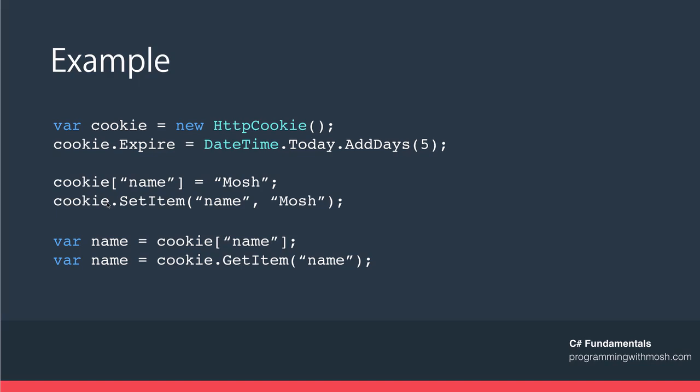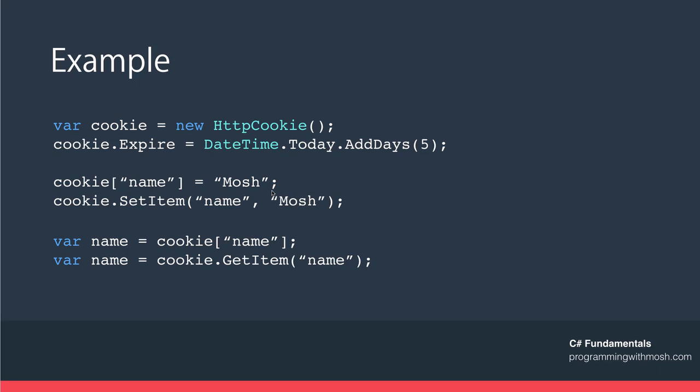Now the code that consumes our HTTP cookie class might look something like this. So here we are creating an instance of the HTTP cookie class. We set the expiry date, and here is where we can use an indexer. So with this indexer, I'm specifying that the name of the user is Mosh. Without an indexer, we have to write a method like setItem here and pass a key and a value. You see that achieving the same thing with an indexer is easier and requires less code.